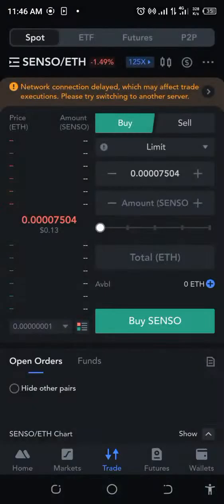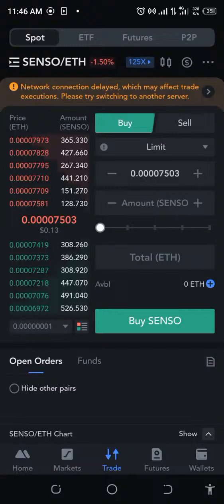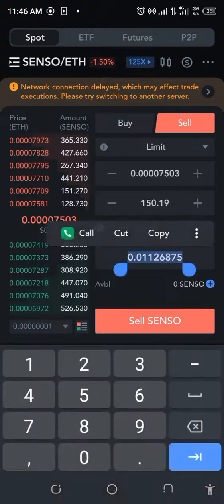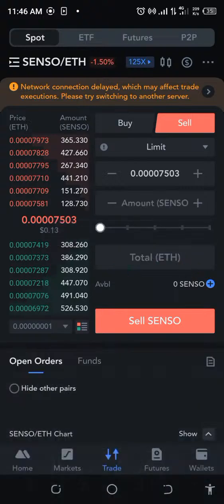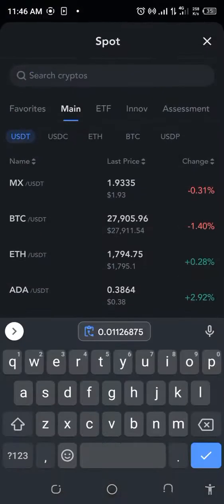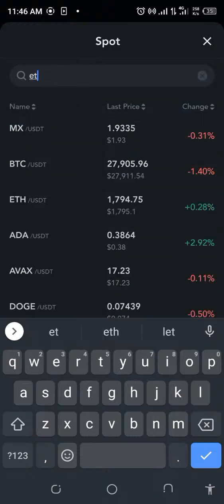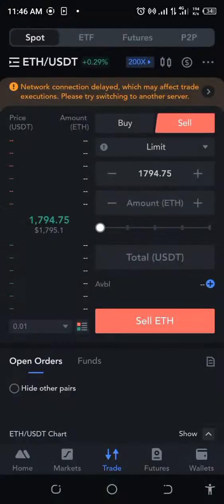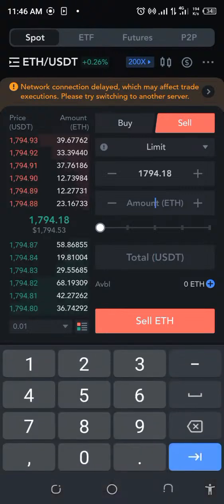SENSO ETH is supposed to give us what? Okay, so we're supposed to sell to SENSO ETH. Let's just try this out. Then we'll copy that out and go and check it, and then we'll sell ETH to USDT. Let's see how that will go. ETH to USDT. Let's see whether this is going to work. Never going to work.